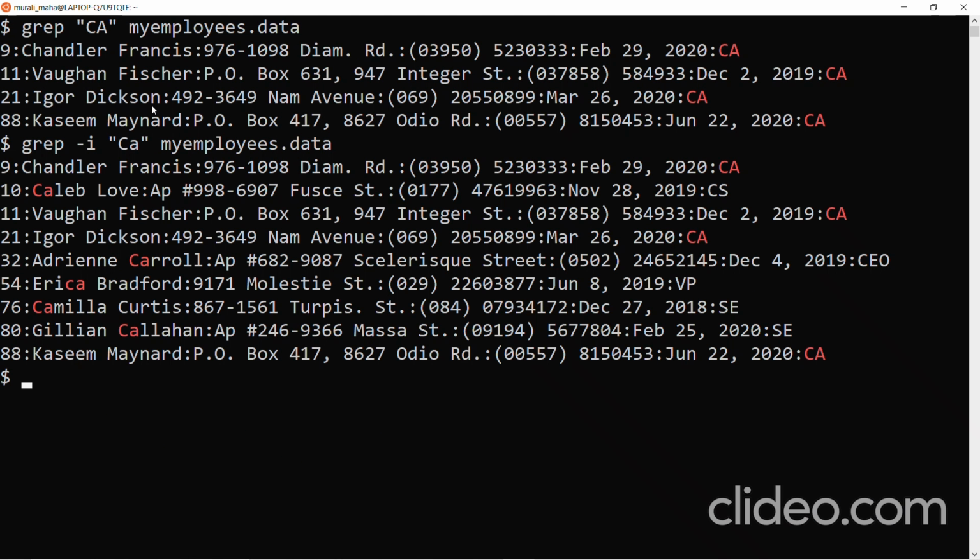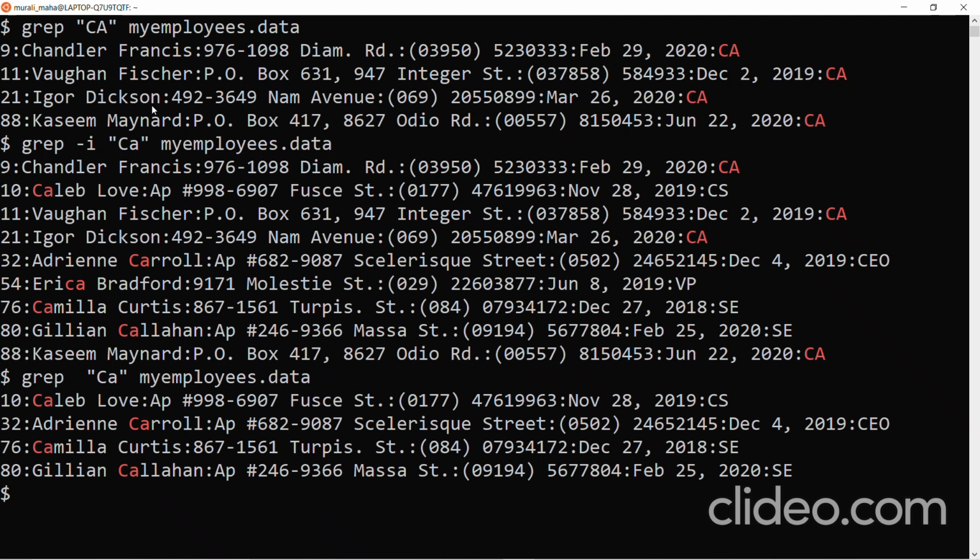So that time we would be learning. But you may wonder why in the first instance, that is grep capital CA my employees dot data, it displayed those lines. Because there it is not ignoring case. But here, in this execution, I am ignoring the case. When you are ignoring the case, even capital C small a also matches. If you are not ignoring the case, it will not display the employees whose designation is CA but whose name contains CA, right? That is the behavior of it.